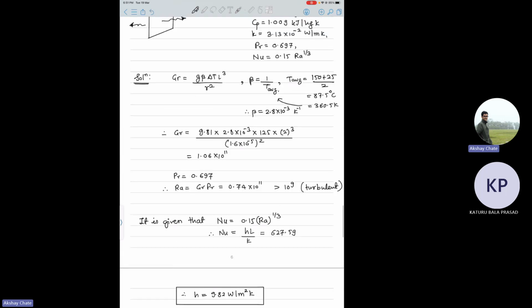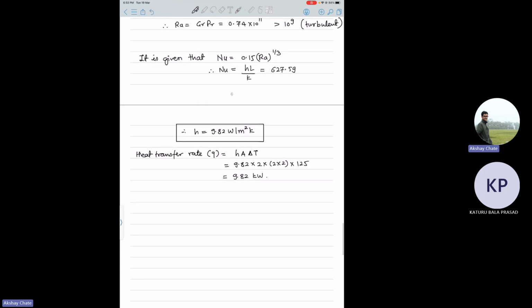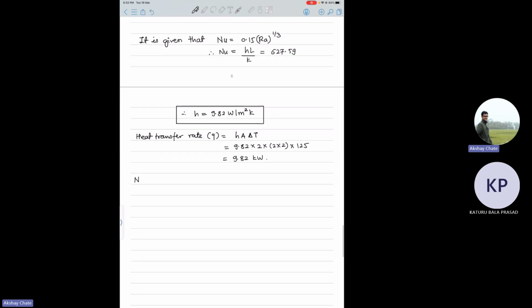I hope you got the point, right? In this type of problems, the methodology is first find the Grashof number, then get the Rayleigh number, then get the Nusselt number, then get h, and then get Q. So basically, if I want to summarize it in one line, first get the Grashof number, then get the Rayleigh number, then get the Nusselt number, then get h, and then get Q. So this type of problems are there where you directly follow the set methodology.